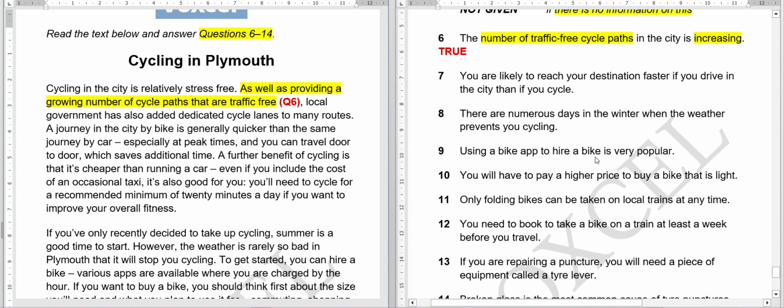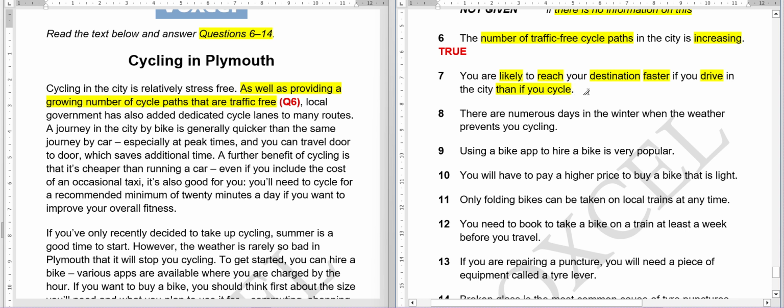Let's read the seventh question then. You are likely to reach your destination faster if you drive in the city than if you cycle. So first, let's understand the question. The question is saying it's possible that you can reach your destination faster if you drive in the city than if you cycle. So if you go by car, you will reach your destination quicker than if you go by cycle. If that is the case, then our answer will be true.